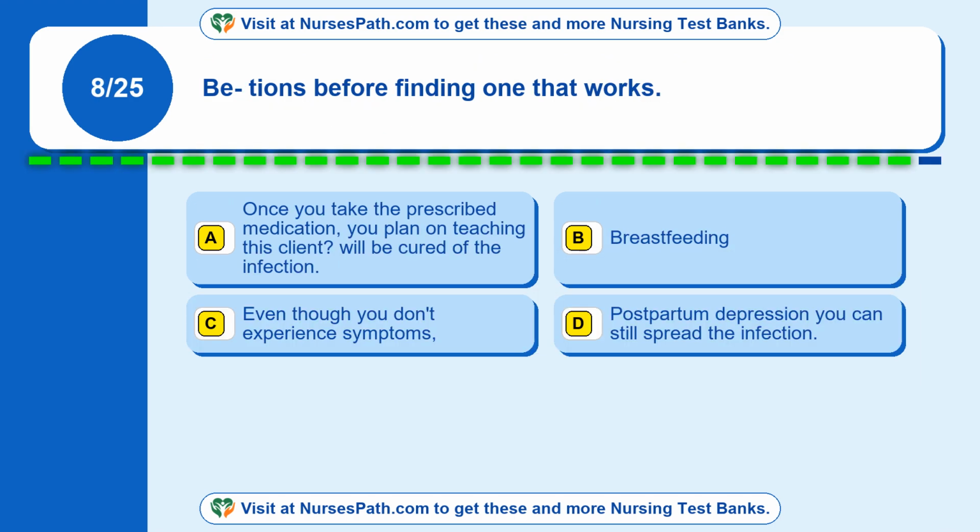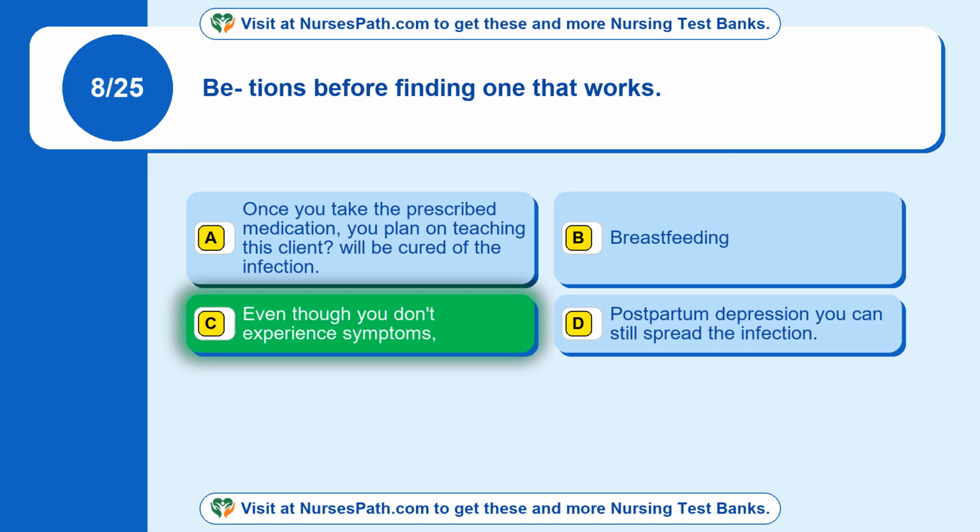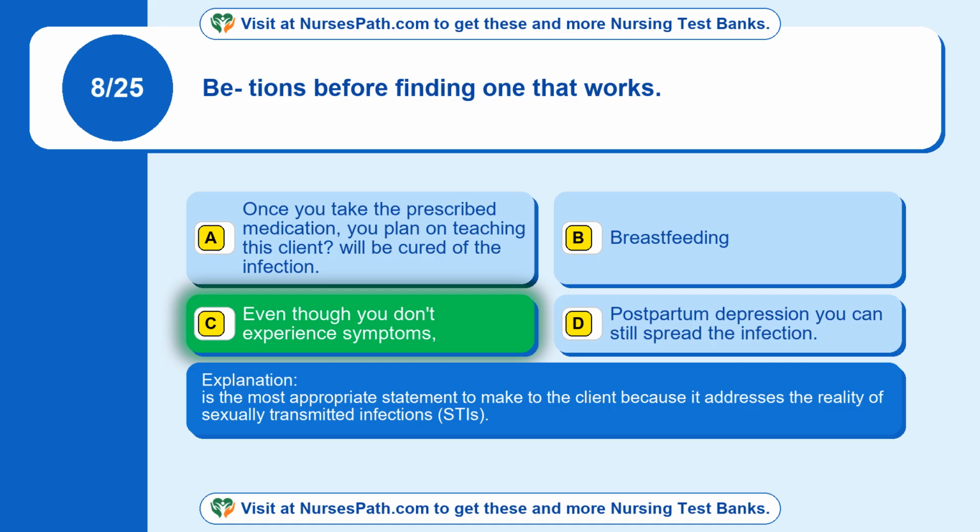Question 8. A nurse is teaching a client about a sexually transmitted infection. Option A. Once you take the prescribed medication, you will be cured of the infection. Option B. Breastfeeding. Option C. Even though you don't experience symptoms, you can still spread the infection. Option D. Postpartum depression. The correct answer is option C. Even though you don't experience symptoms, you can still spread the infection, is the most appropriate statement to make to the client because it addresses the reality of sexually transmitted infections, STIs.